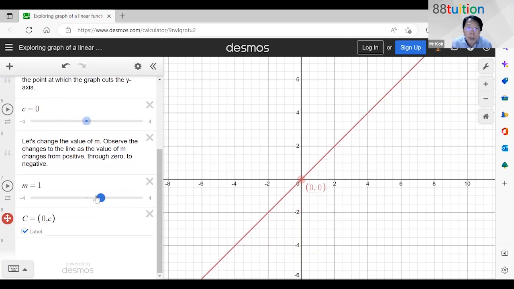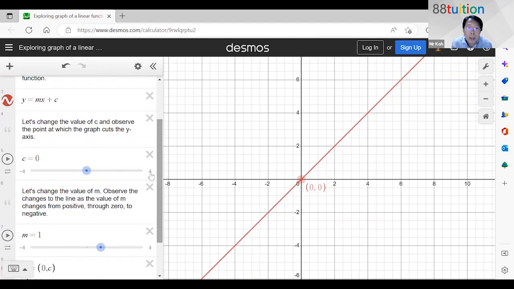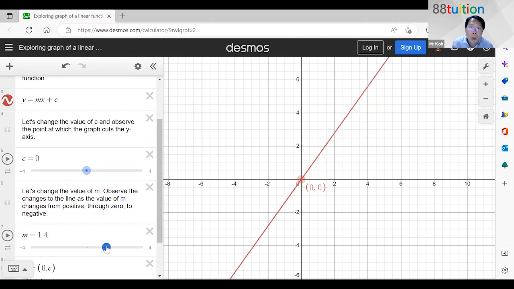So let me move c back to the origin, 0. Now, what happens if I vary the m? m is actually the gradient of the line. If I change m to 2, you notice the line is now steeper. And I go on to 3, it's even steeper. And when I reach 4, in this case we only vary until 4.